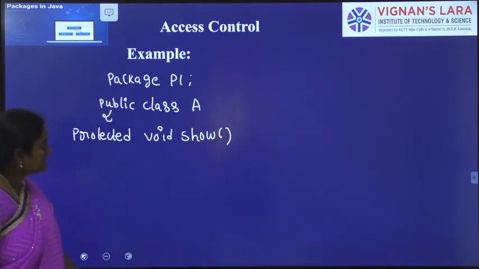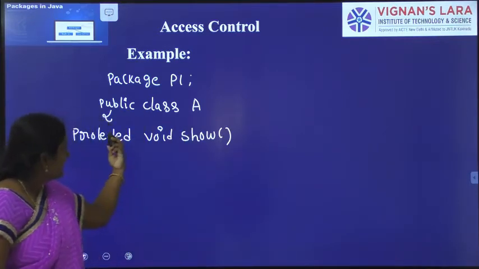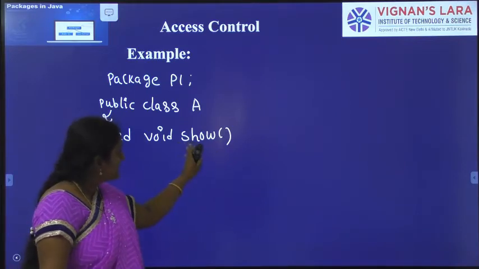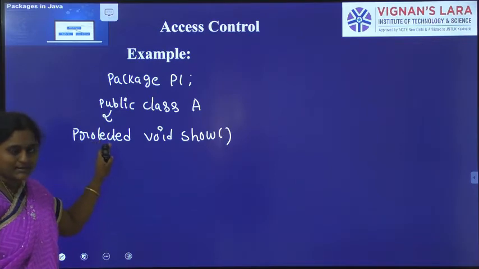In this one, I have declared one method. What is our method name? A is public. Next, show. I have written one method. What is our method name? Show. So what is the scope of this method? It is the protected access modifier.